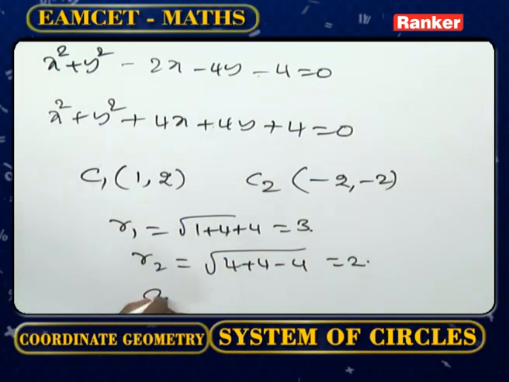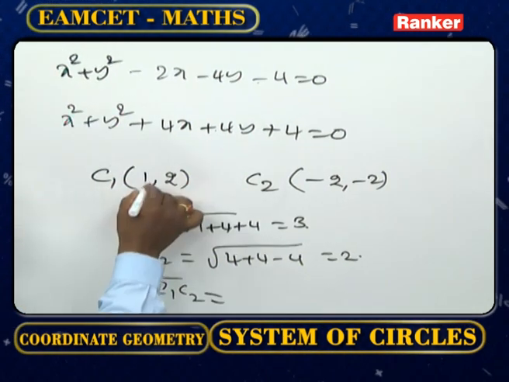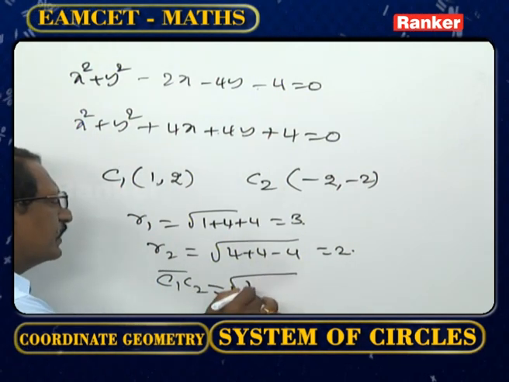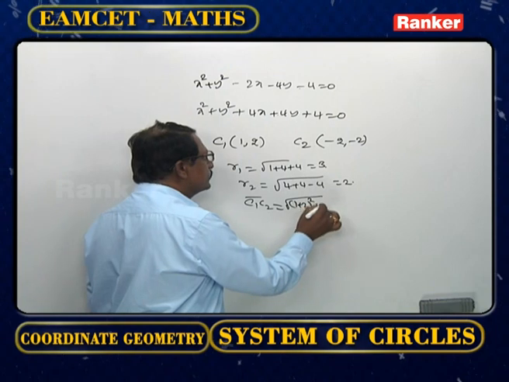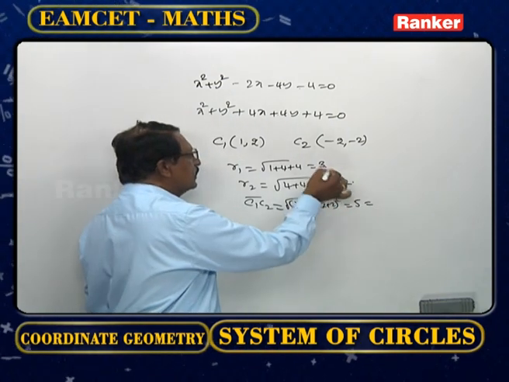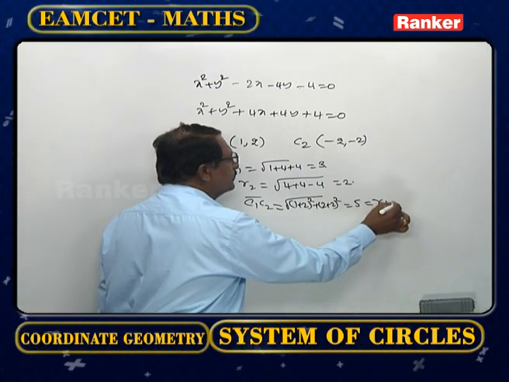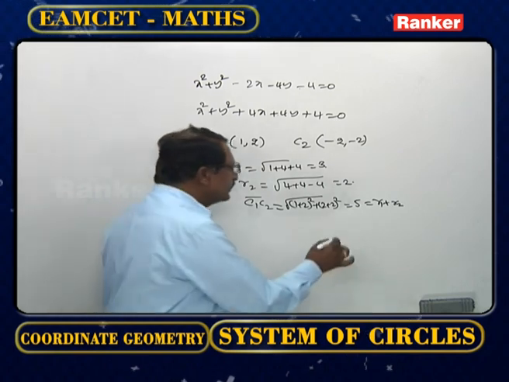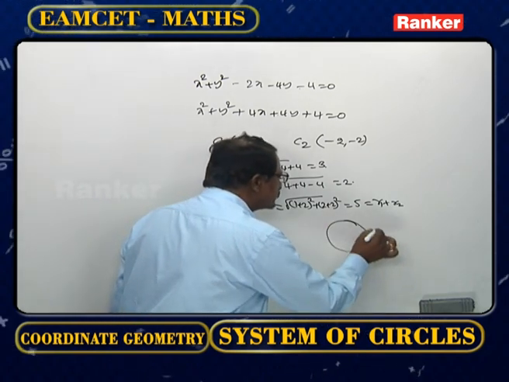Now, the distance between the centers C1C2 is the distance between the centers of the two circles = √((1 + 2)² + (2 + 2)²), that equals 5, which equals R1 + R2. Since the distance between centers equals the sum of radii, the two circles touch externally.